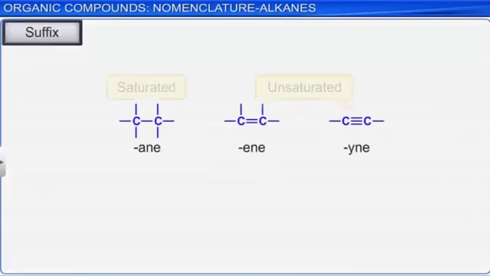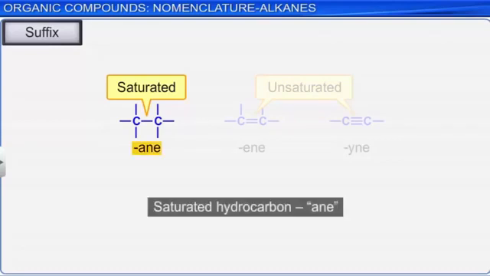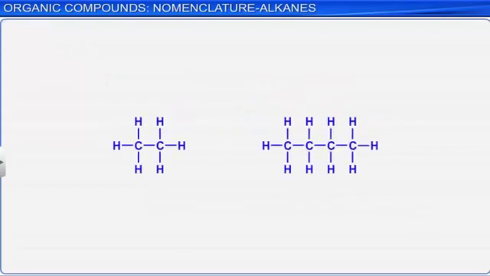A suffix indicates the nature of the carbon chain. As the carbon chain is saturated, suffix ane is used. For example, a compound that has 2 carbon atoms in the chain will have the root word eth and the suffix ane. Thus, its IUPAC name will be ethane. Similarly, the IUPAC name of an alkane having 4 carbon atoms is but plus ane, butane.